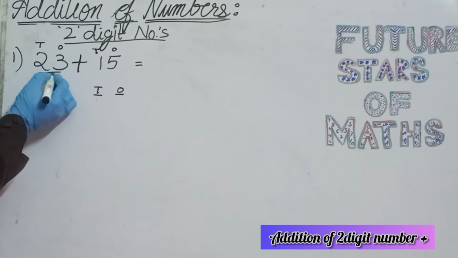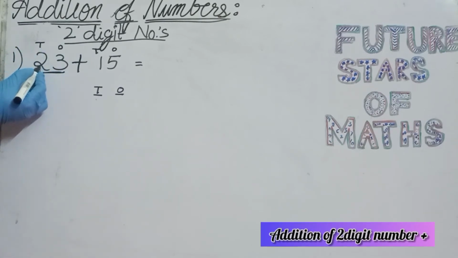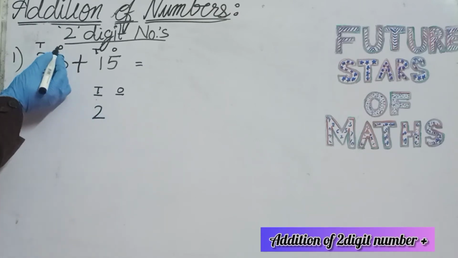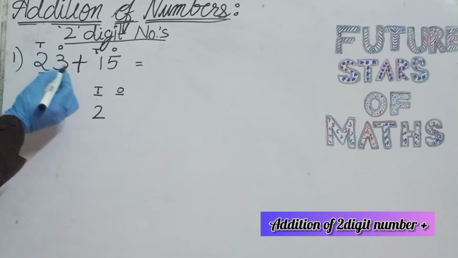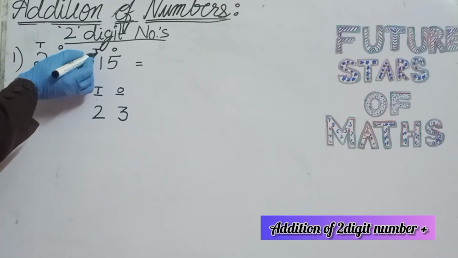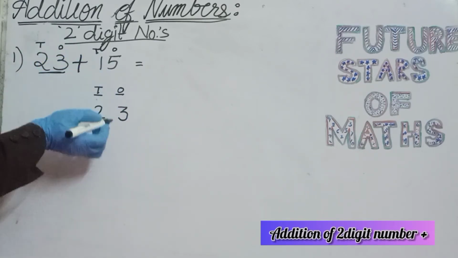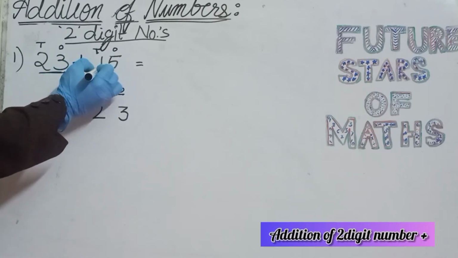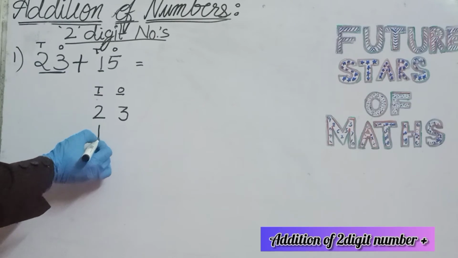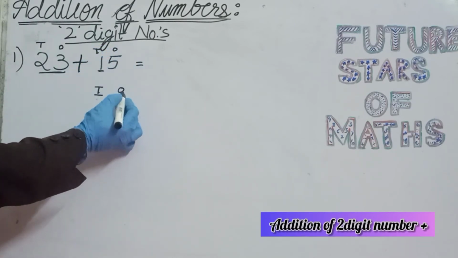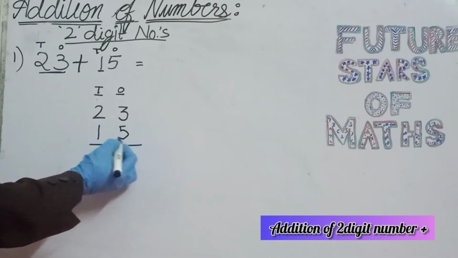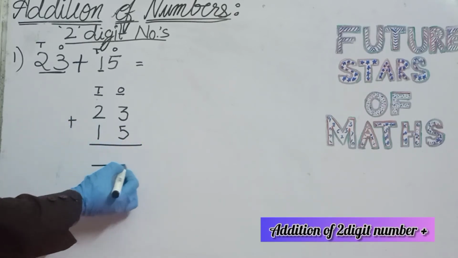So the first number here is 23. So in the tens place I have 2. So below the tens place I'll write 2. Then in the ones place I have 3. So I'm writing 3 over here. Now the number which has to be added to 23 is 15. So in the tens place I have 1. So in the tens place I'll write 1. Then in the ones place 5. So below the ones place I'll write 5, and then I'll add these two numbers.